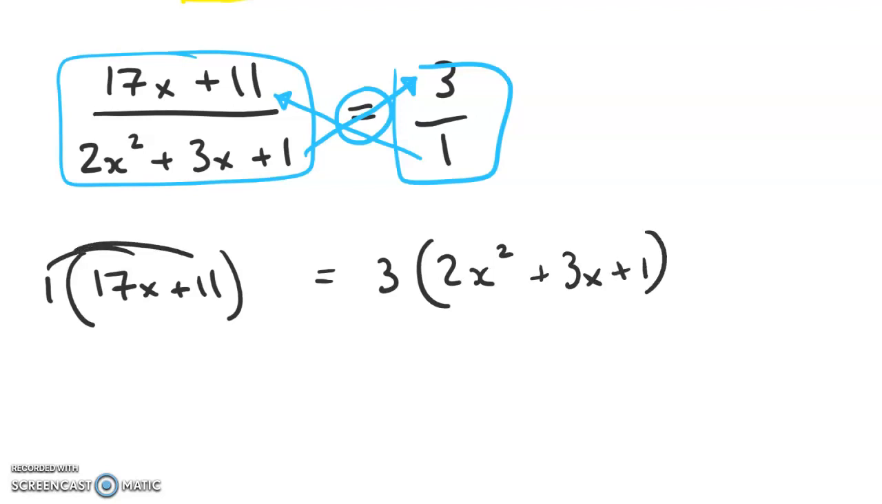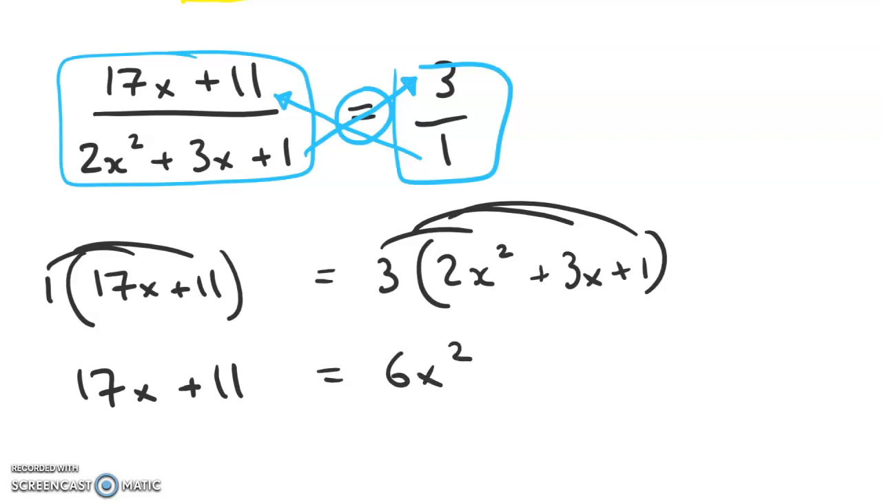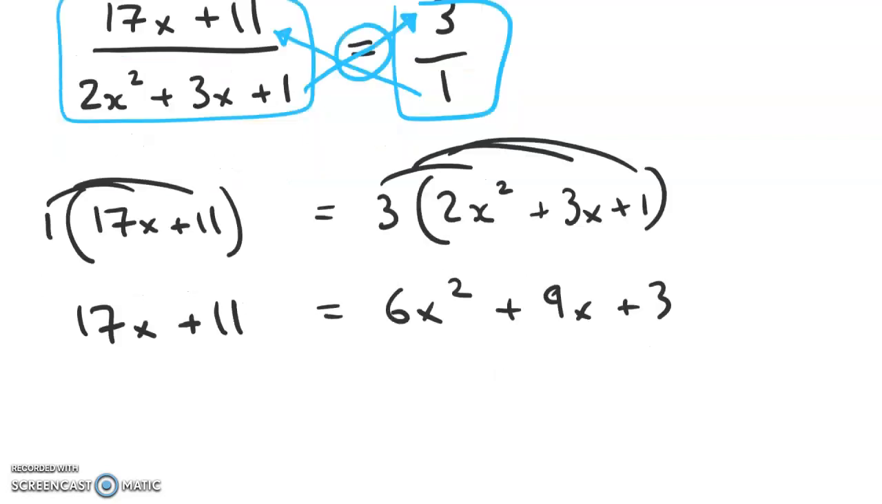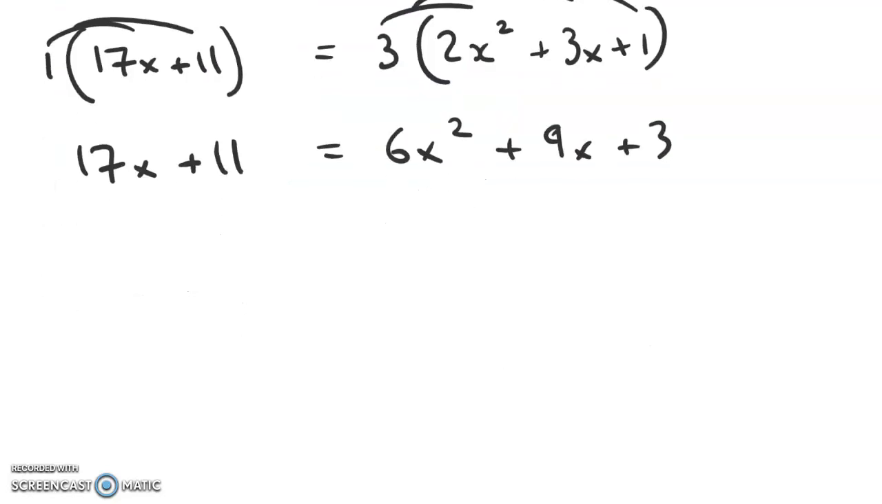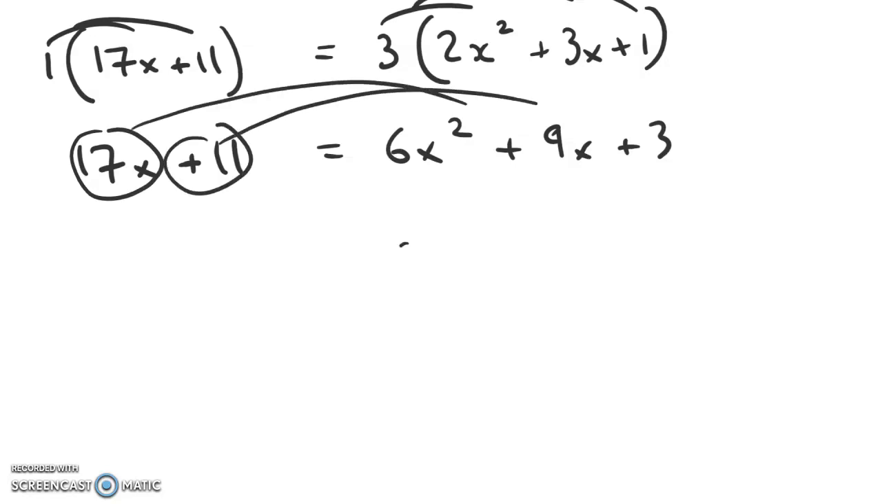So in and in, we've got 17x plus 11 equals 6x squared plus 9x plus 3. Now what do I do here? Bring everything over to the other side, so that we have a quadratic equation. So we've got 6x squared plus 9x minus 17x plus 3 minus 11.